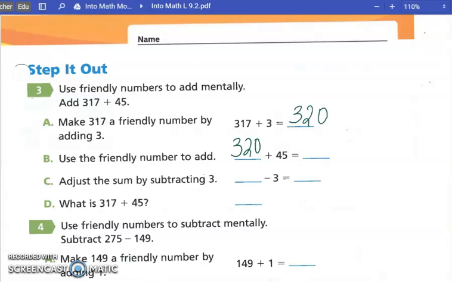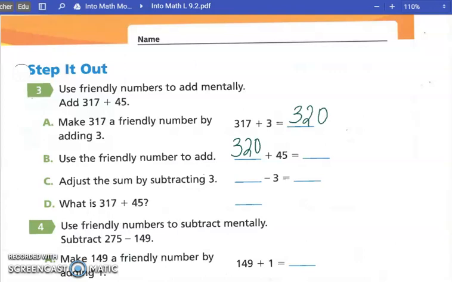Alright, this is module 9.2, part 2. And they're trying to give you some more skills to do your math more easily. So they're going to find a friendly number. Sometimes it's easier to add or subtract numbers that end with 0.